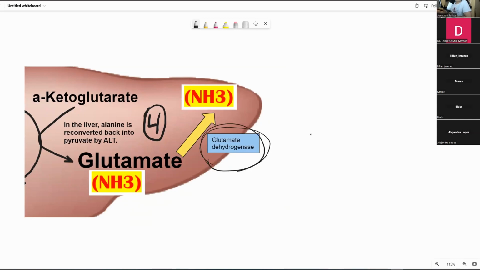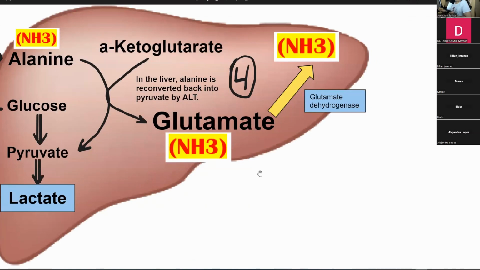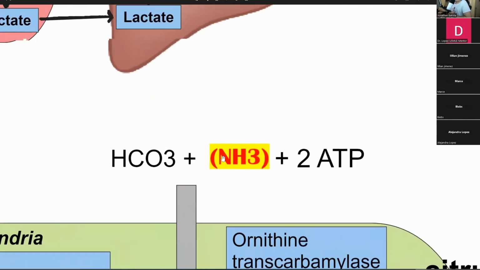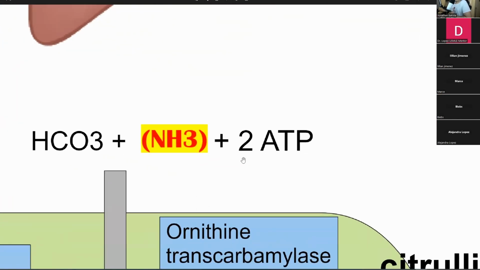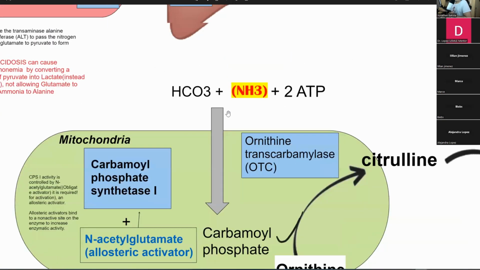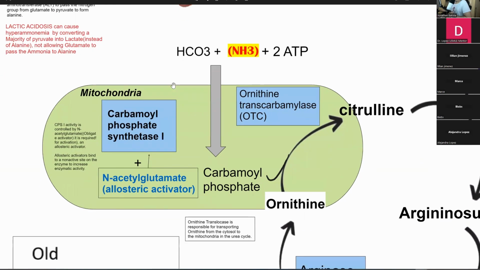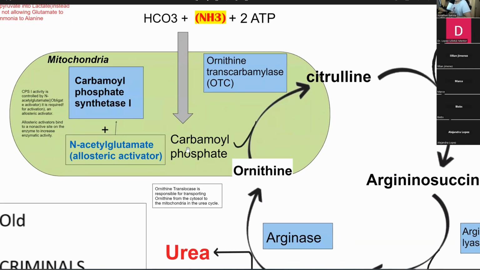So you have to isolate it. You have to have it free in the liver. Now, why do we have it free in the liver? Because now it's ready to undergo the urea cycle. So let's take a look at that. Now that it's isolated here all on its own, it's able to join up with bicarb and 2 ATP. And it's able to now enter the mitochondria and basically become carbamoyl phosphate.